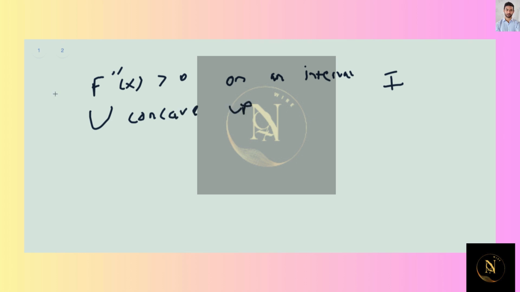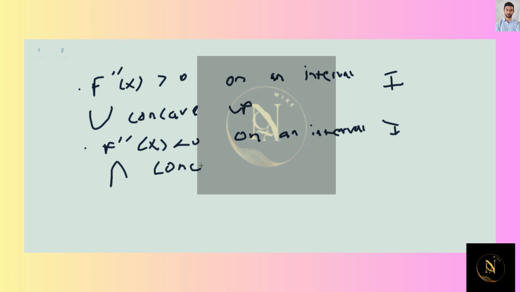And the second derivative test is very helpful in helping us understand the shape of the graph. And then if the second derivative is less than 0 on the interval I, then it is the opposite, which is concave down. And concave down looks like this, like an upside down U. So, concave down.